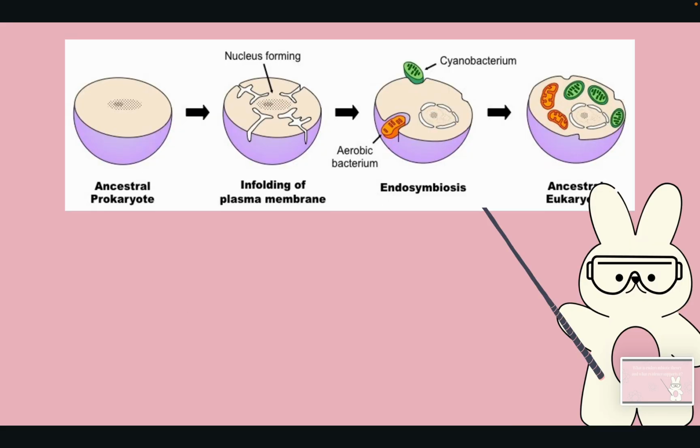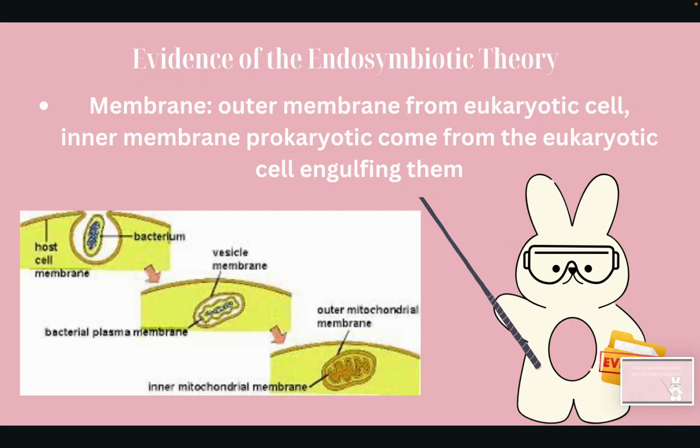And here's a diagram of how endosymbiotic theory works. Some evidence of endosymbiotic theory includes the membrane. The outer membrane from the eukaryotic cell and the inner membrane from the prokaryotic cell come from the eukaryotic cell engulfing them. And then you can see that happening here on the diagram below.